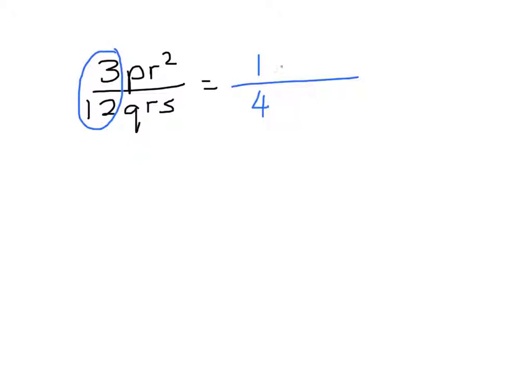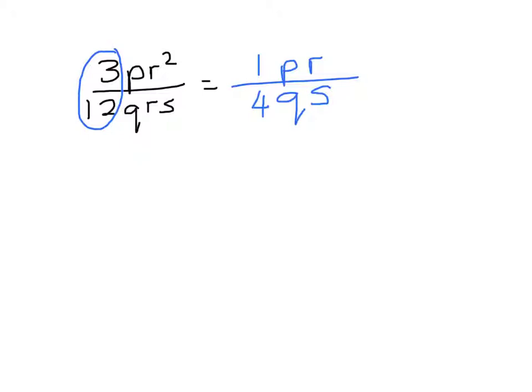Now, I've only got one p on the top. I've got one q on the bottom. 2 r's on the top and 1 r on the bottom. So let me just put that as 1. And I have an s on the bottom. So that's that simplified.